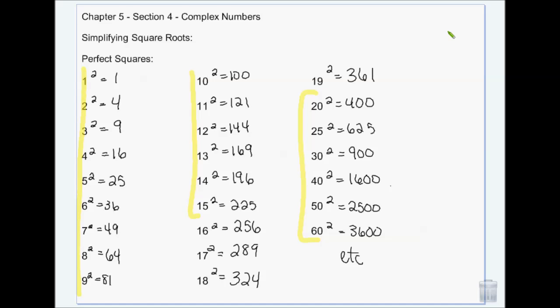These are the perfect squares up through 20, and then 25 because that one shows up a lot, and then 30, 40, 50, 60, and so on, because you can see the pattern. 30 squared: well, 3 squared is 9, and then you double the zeros. 4 squared is 16, double the zeros. 5 squared, 25, double the zeros.